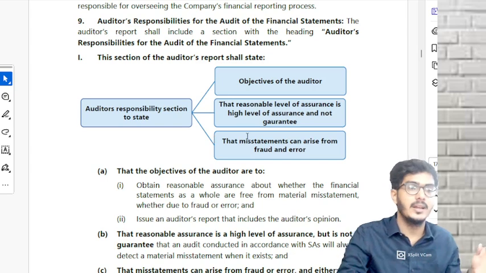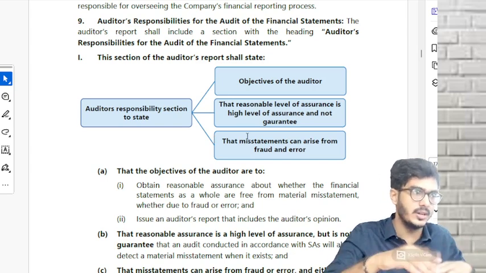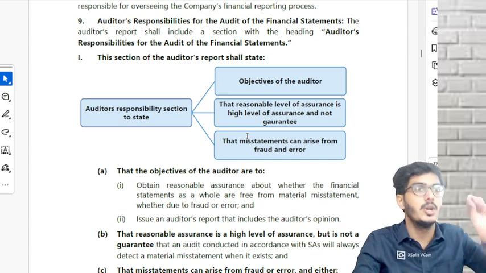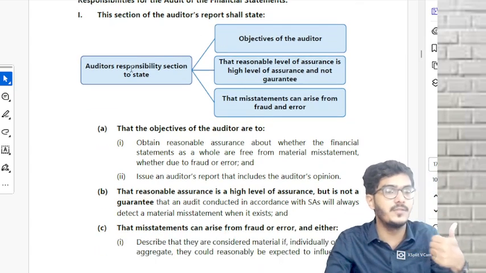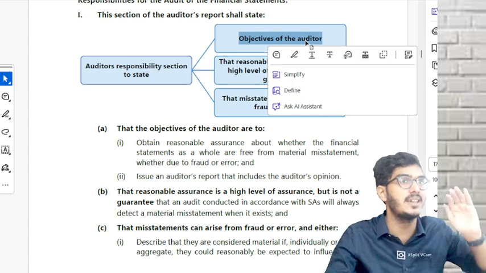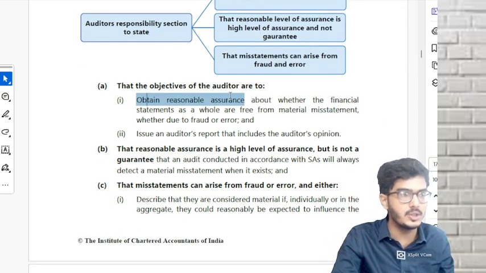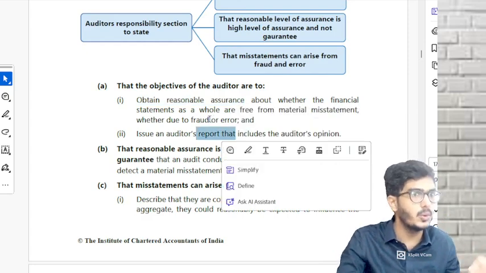Just remember the heading. See, what are the various responsibilities? Again, this can be asked as a question: the auditor made an auditor's report, what will be covered under the auditor's responsibility section? You already know the answer. What is the first phase? In the first phase's responsibility section, what are you going to state? First, state the objectives. What objective? SA 200. Write down what is SA 200: obtain reasonable assurance and issue the auditor's report. It is a copy-paste of your SA 200 objective.